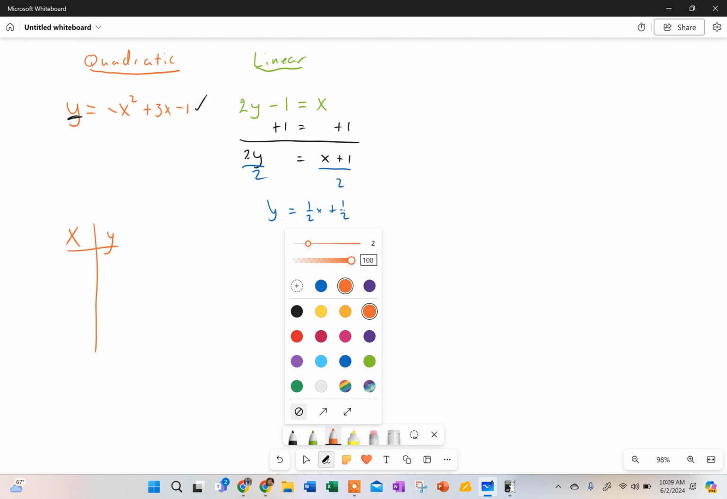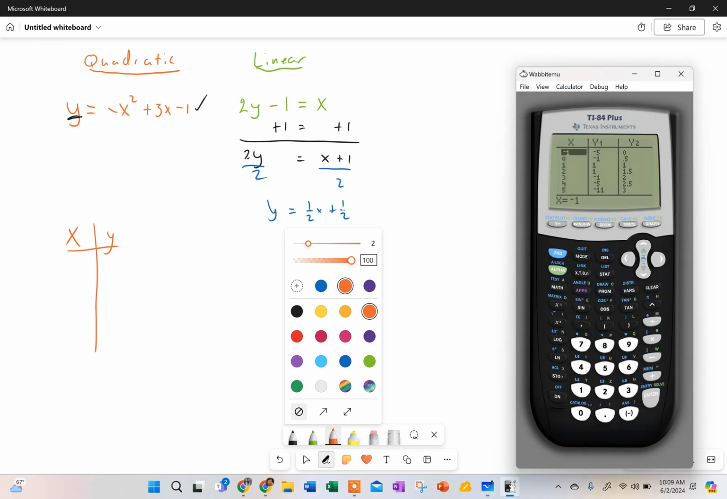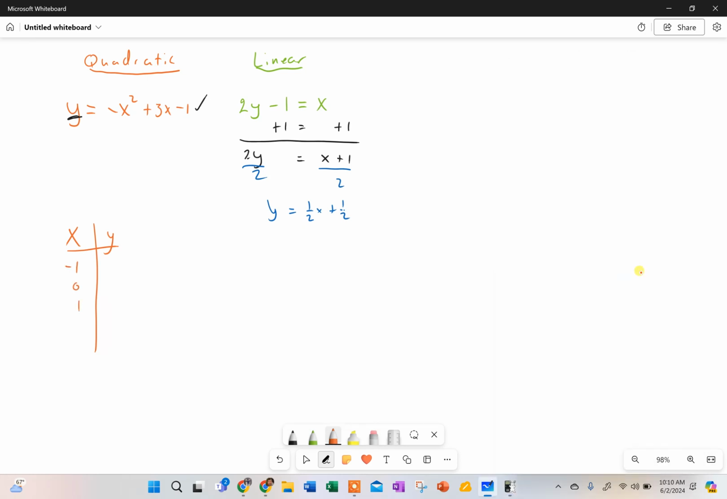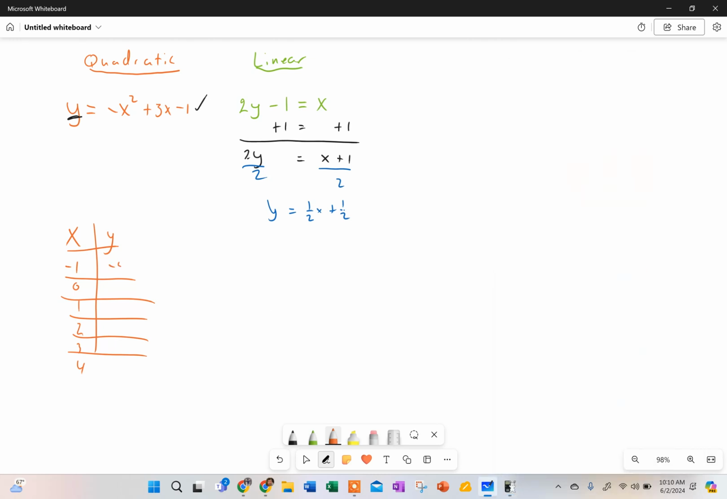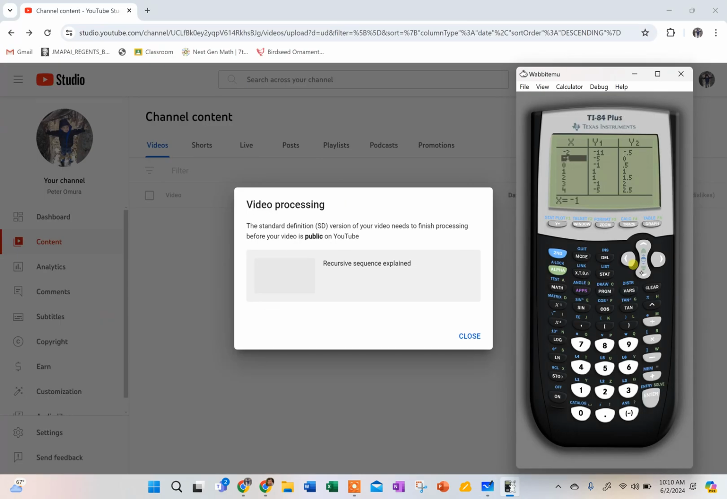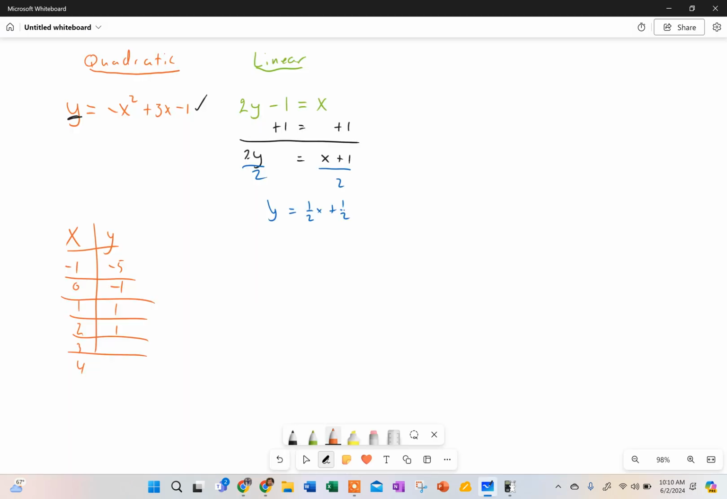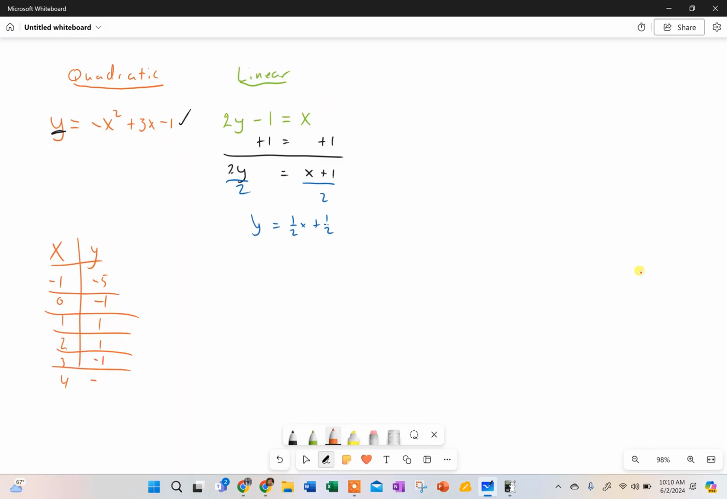And then let's see, what do we have? Negative 2, negative 1, 0, 1, 2, 3, 4. And the reason why I'm doing this is because it's for the Regents exam. You have to show your work. Negative 5, negative 1, 1, 1, negative 1, and negative 5.